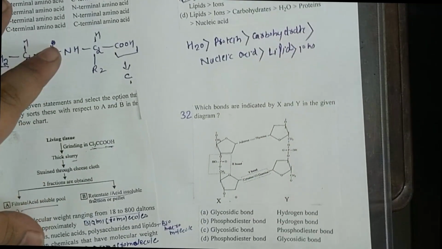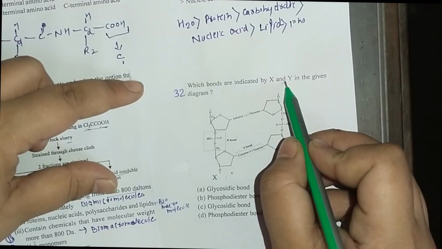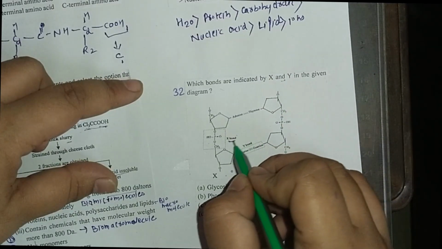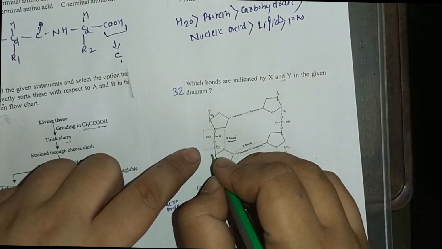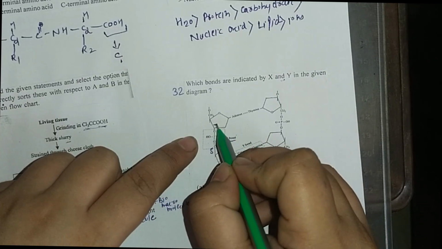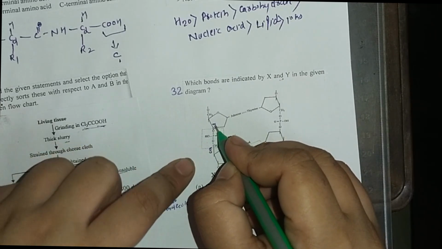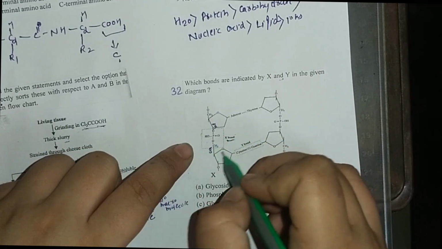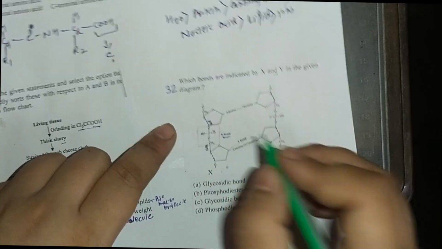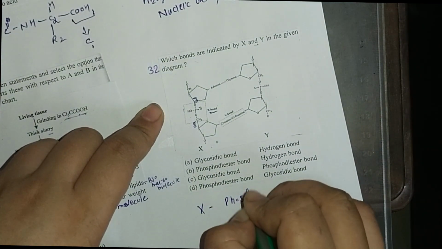Moving on to the next question. Which of the bonds is indicated by X and Y? See, this is the X bond. This is the 5th carbon and this is the 3rd carbon. And we just said that between the 5th and 3rd carbon, a PO4 group is present. This X bond will be a phosphodiester bond.